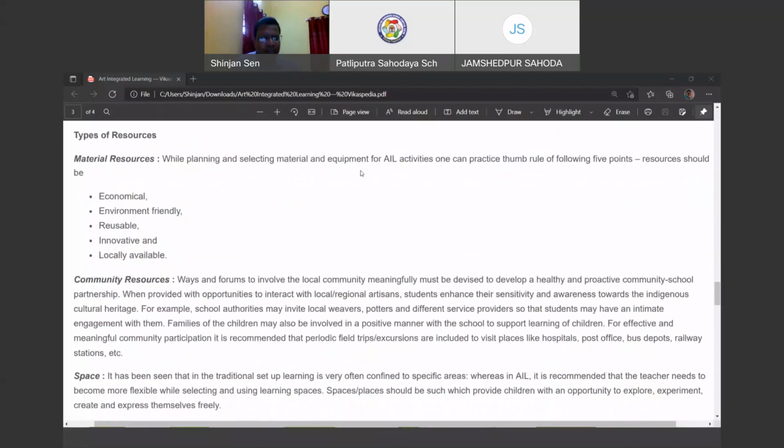Community resources, ways and forms. Community resources can be taken, and ways and forums must be devised to involve the local community. In the beginning I told you, to develop a healthy and proactive community school partnership, where when provided with opportunities to interact with local and regional artisans, students enhance their sensitivity and awareness towards indigenous art, culture, the local culture, local art. One must know one's own locality.